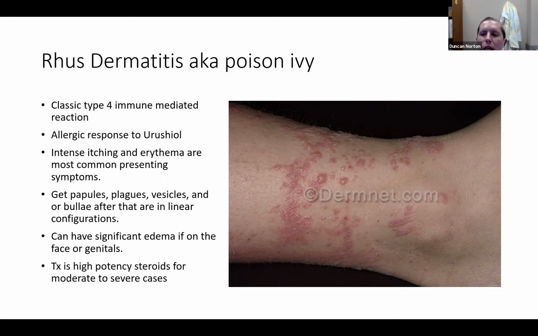It causes intense pruritus and erythema. If it's on the face, you can get very significant edema. If it gets in the clothing and it's not washed properly, you can actually get it in the genital region, which also causes bad edema as well. And this rash can present in a lot of different ways, but the key thing is it's typically linear in the configuration where the plant rubs you. But you can get pustules on this, you can get papules, you can get plaques, you can get vesicles, bulla.